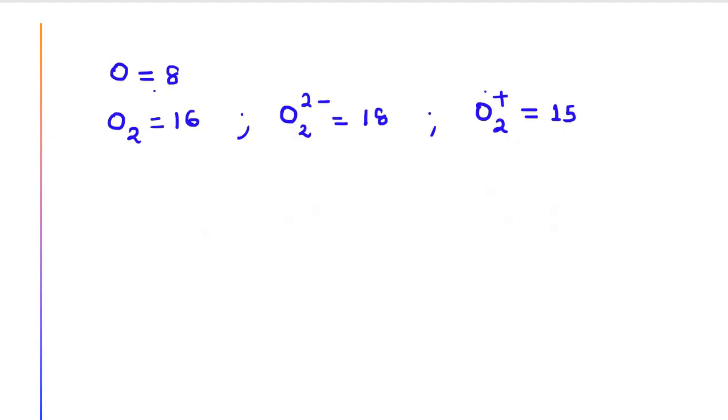When we are taking the oxygen atom, we know that the total number of electrons in an oxygen atom is 8. In the case of O2, it becomes 8 plus 8, that is 16. In the case of O2 2 minus, since it is 2 minus, we have to add electrons. So 16 plus 2, 18. And in the case of O2 plus, since it is plus, we have to deduct 1 electron. So from 16, we deduct 1 electron, that is 15.